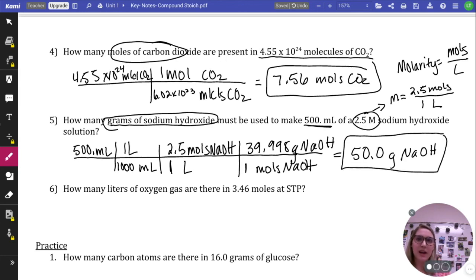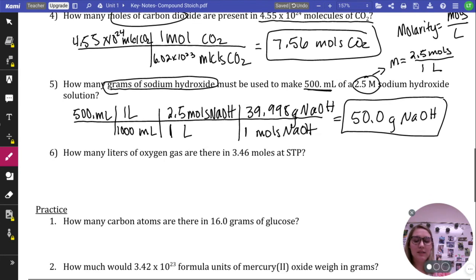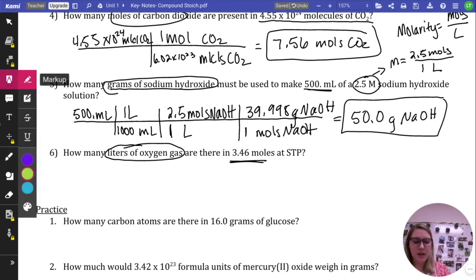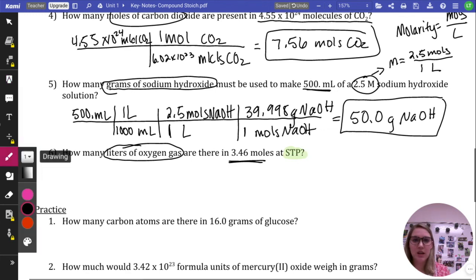Okay, guys, last problem. And again, just like number 5, this one is something that some of you may already know, some of you may not, but it's a conversion that we use more later in the year. All right, so this problem says how many liters of oxygen gas are there in 3.46 moles at STP? And guys, that STP is really important, and that's how we know we can use this conversion.